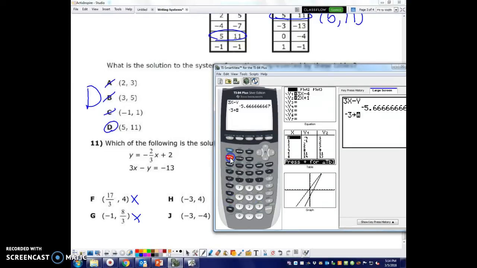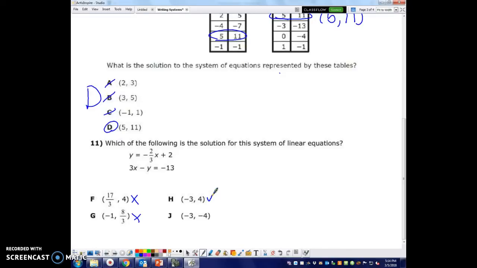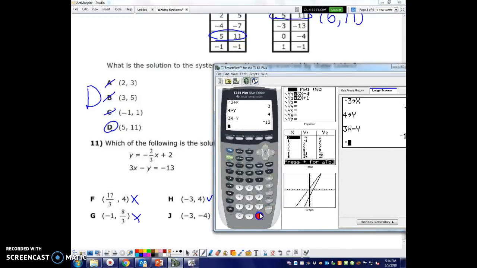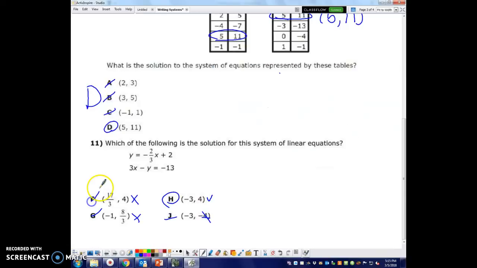Negative 3, store, alpha x, 4, store, alpha y. So it's 3 alpha x minus alpha y. Is that negative 13? Yes, but we still want to check that last one because it is possible that this might still work. So negative 3, store, alpha x, enter, negative 4, store, alpha y. So now we have 3 alpha x minus alpha y. Is that negative 13? No. So your answer here is H. So that's another method you could use for this.